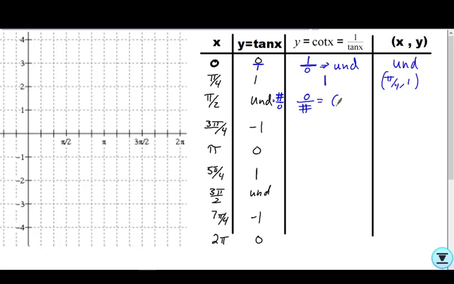which is 0. So at this point, you need to realize that the reciprocal of 0 is undefined, and the reciprocal of undefined is 0. They're reciprocals of each other. So pi over 2, 0. The reciprocal of negative 1 is negative 1.